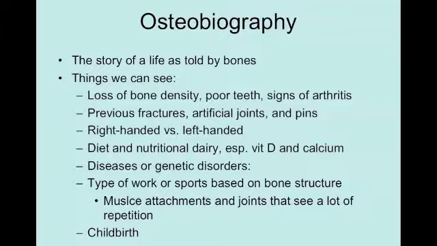We can also find diseases and genetic disorders, some just by looking at the bones, sometimes through bone chemistry or DNA. We can also see the type of work or sports they may have done based on bone structure, especially if they did something with manual labor, as muscle attachments and joints that see a lot of repetition. We can see that in the bones. We can also tell if an individual has had a baby.